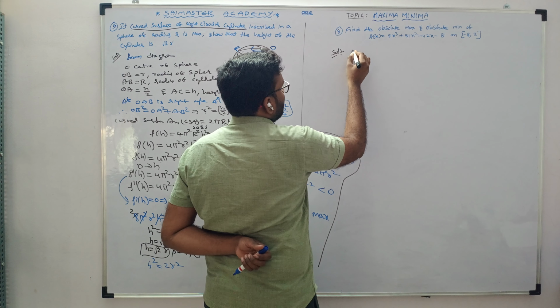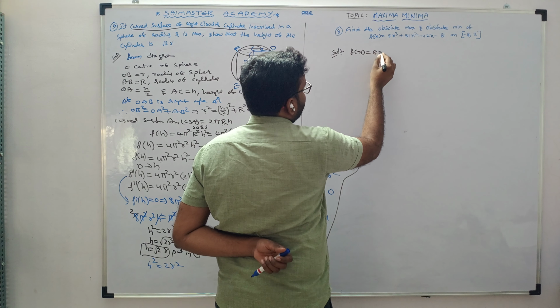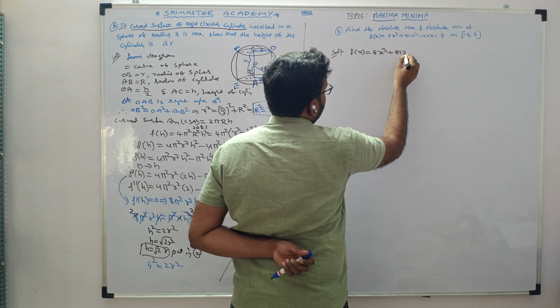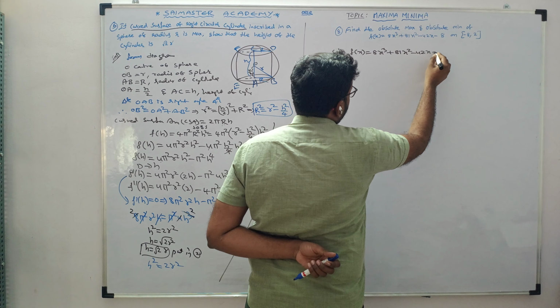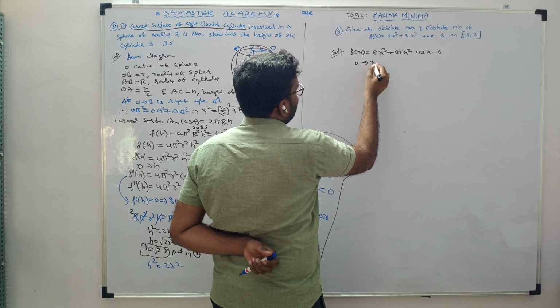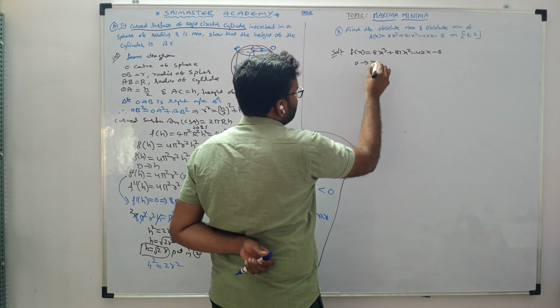Solution. f of x is given: 8x cube, 81x square, 42x minus 8. First apply the derivative. This is the same process as in the previous questions.